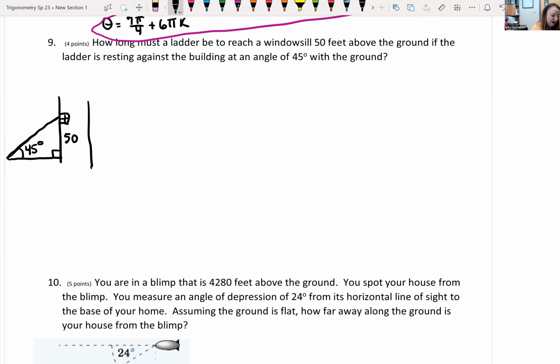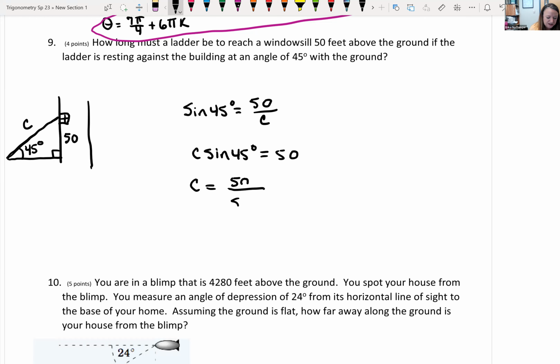So that is our hypotenuse. So looking at our angle of 45 degrees, we know the opposite, and we want to find the hypotenuse. So that should clue you in that you're going to use your sine function. So we have sine of 45 degrees equals the opposite, 50, over our hypotenuse, c. Multiply both sides by c. We have c times sine of 45 degrees equals 50. Let's divide both sides by sine of 45 degrees. So we get c equals 50 over sine of 45 degrees.